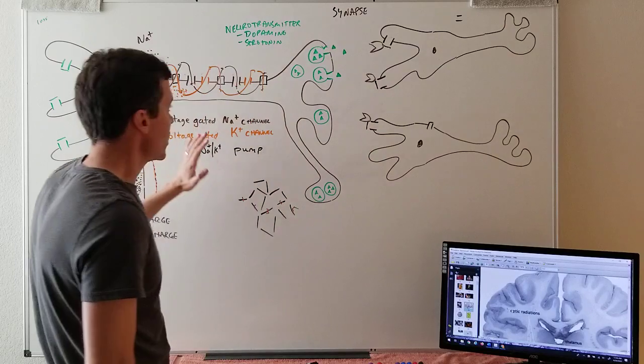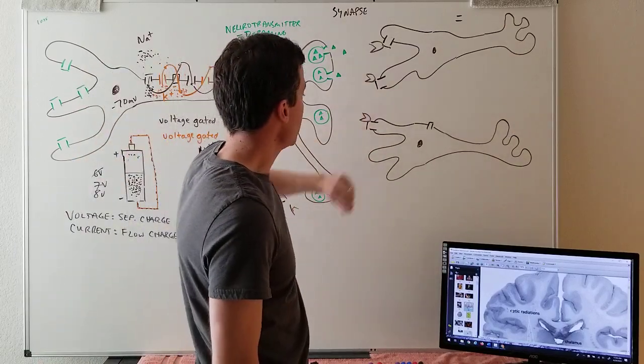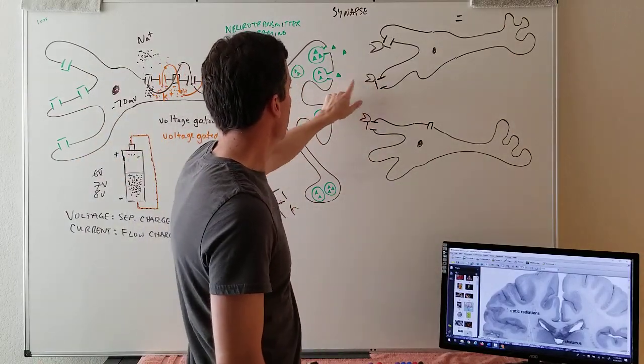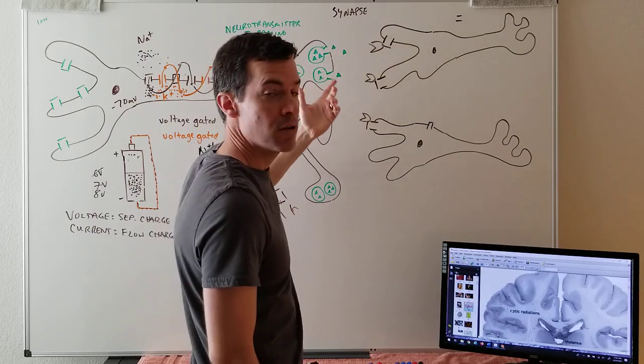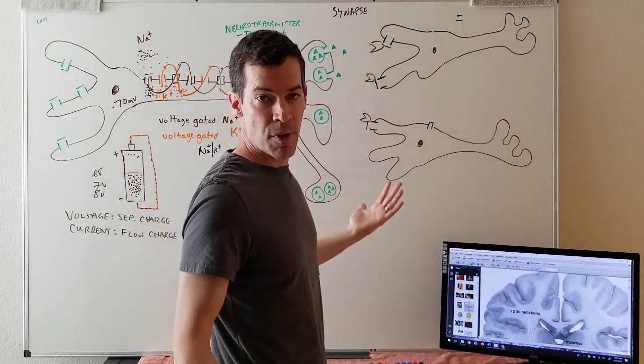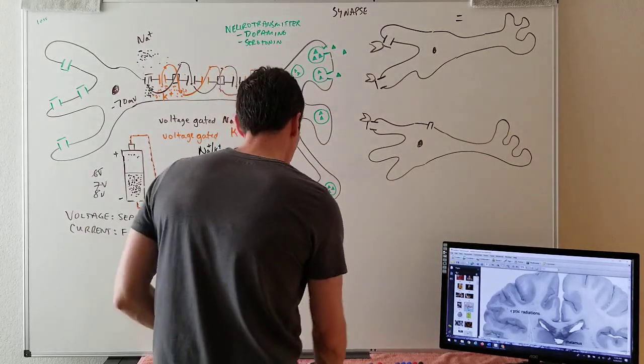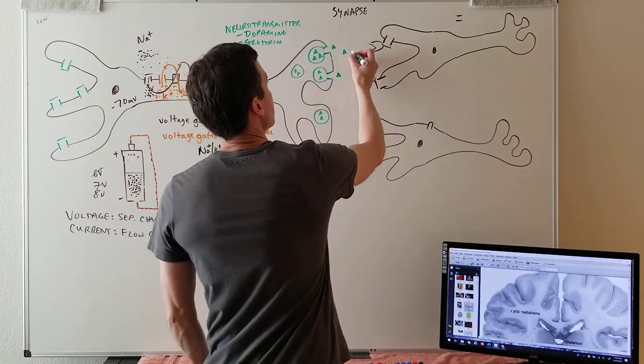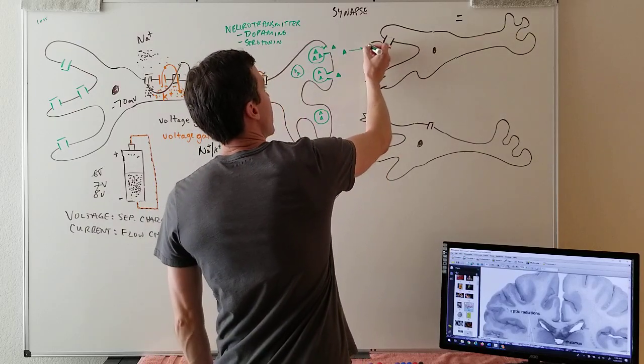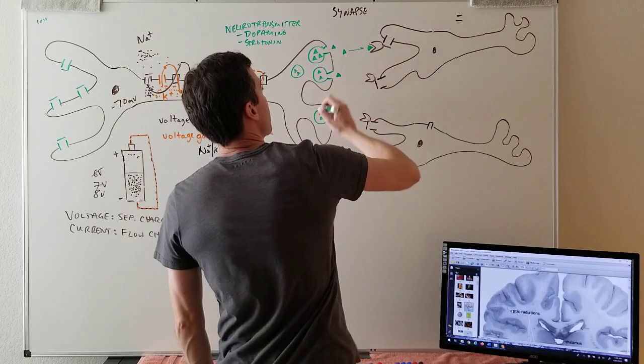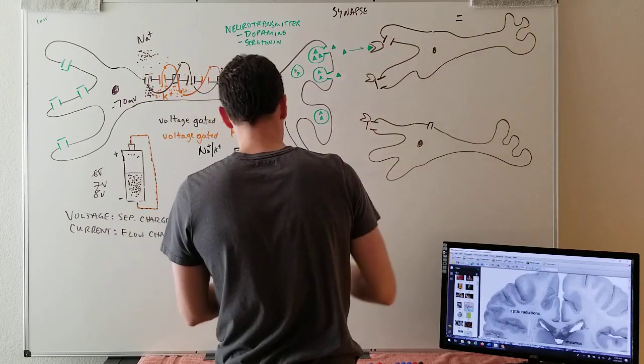Now, it's not voltage gated, it's chemically gated. A chemical is going to open it up. What chemical? That one. Serotonin, dopamine, or some other neurotransmitter. So now, when this neurotransmitter gets across, it has the right shape to fit that receptor, and the door opens.